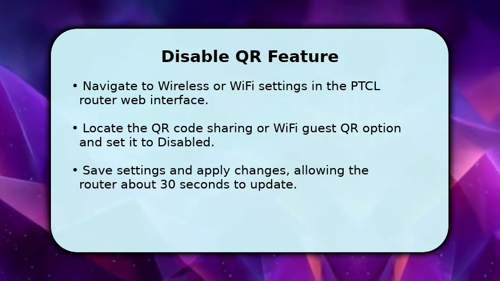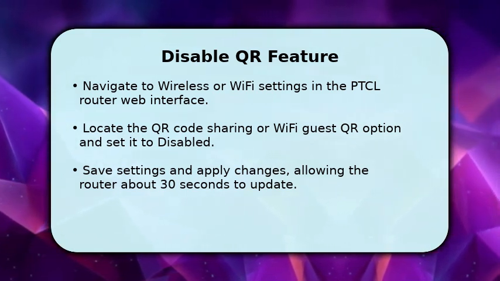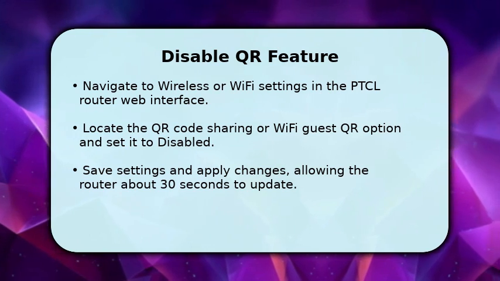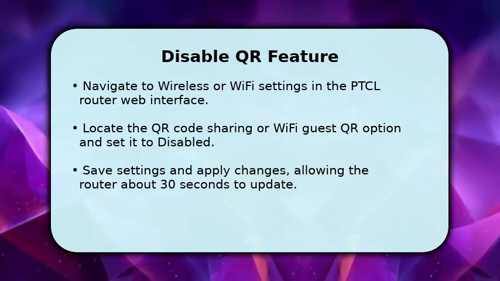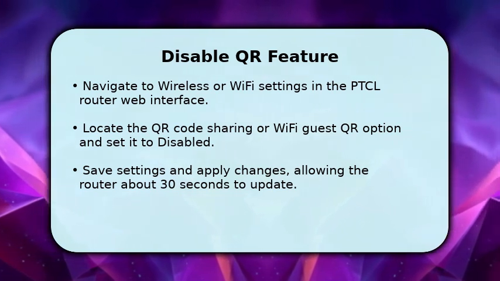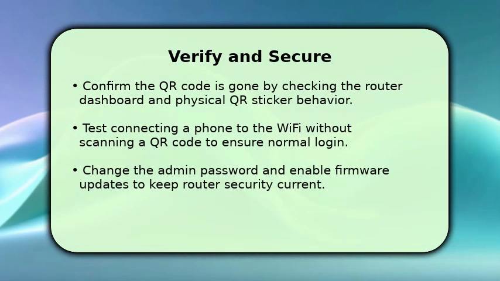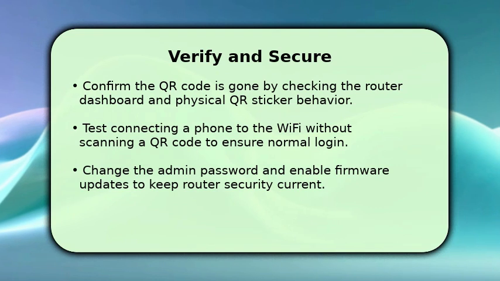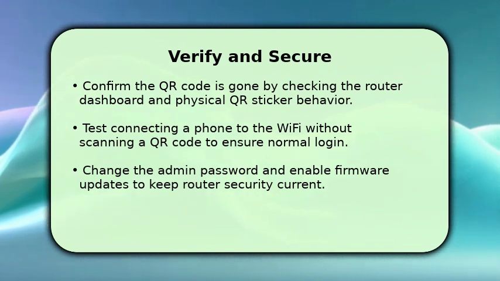Wait about 30 seconds while the router updates its configuration and restarts the wireless service if required. Confirm the QR code is gone by checking the router dashboard and the physical QR sticker behavior. Reboot the router and refresh the web interface to ensure settings persisted after restarting.